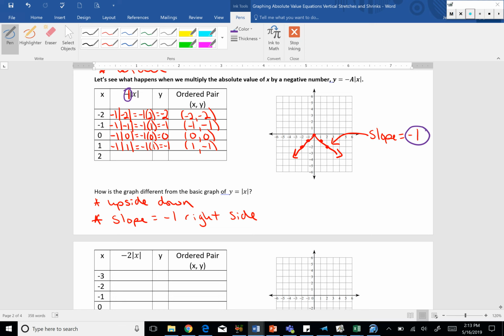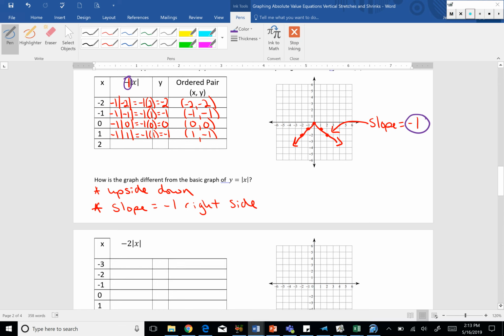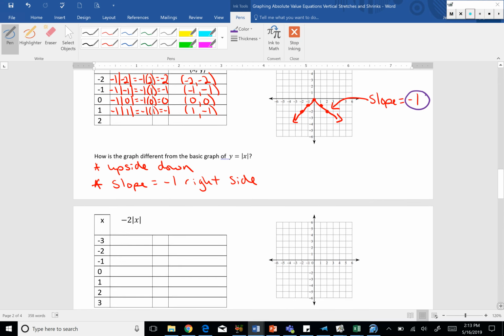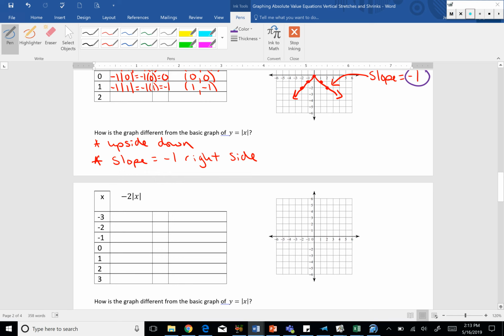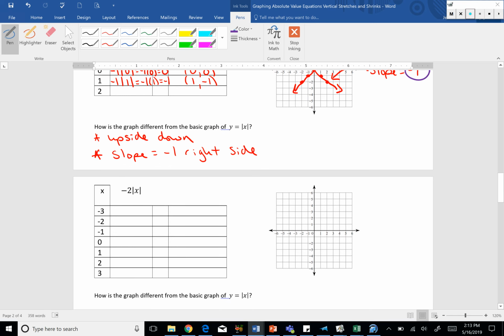So let's try. The last one we're going to graph today is on the second sheet. And let's try to do it as much as we can without having to bring in the table. Let's take everything we've done today and let's try to do this without the table.